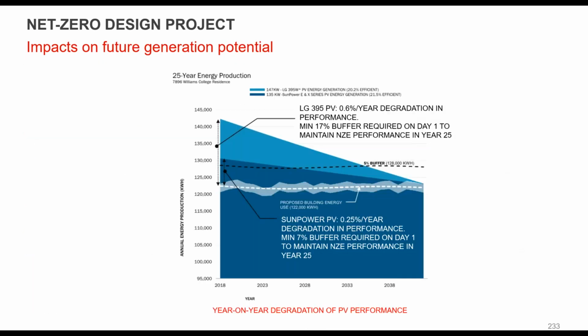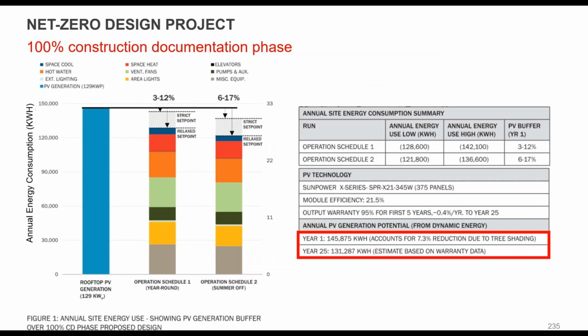So let me go back to 234. Okay. So once we're in construction documentation, getting ready to build, we've got most of our assumptions there. So what are we trying to look at? From what we can tell, we're only going to generate about 129 kilowatts of peak power for this. And so to be able to meet some of these schedules, what does it mean we're going to have to do? Set strict set points or relaxed set points to be able to meet these. So this accounts for the reduction, and the 25-year is based on the warranty data provided by the solar manufacturer.